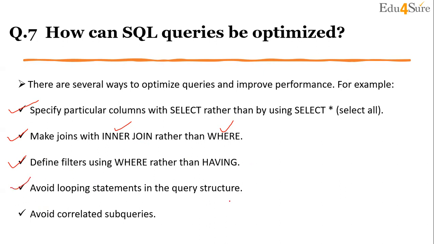Avoid looping statements in query structure. Whenever we are using looping statements, of course, it will take more time, right? Query inside a query, query inside a query, it is called looping because a lot of controls goes in and out. So we need to avoid that, avoid correlated subqueries.